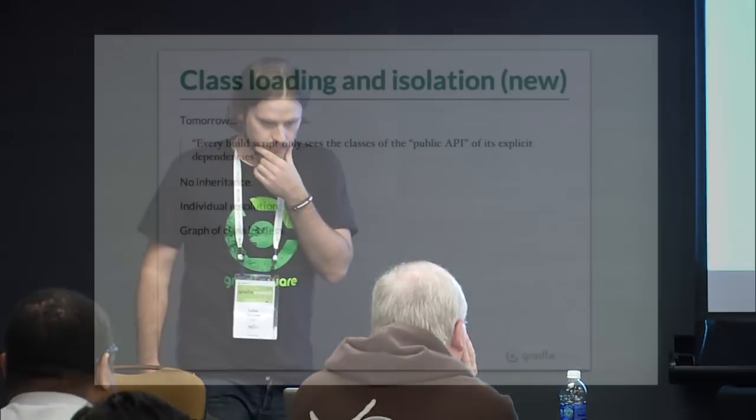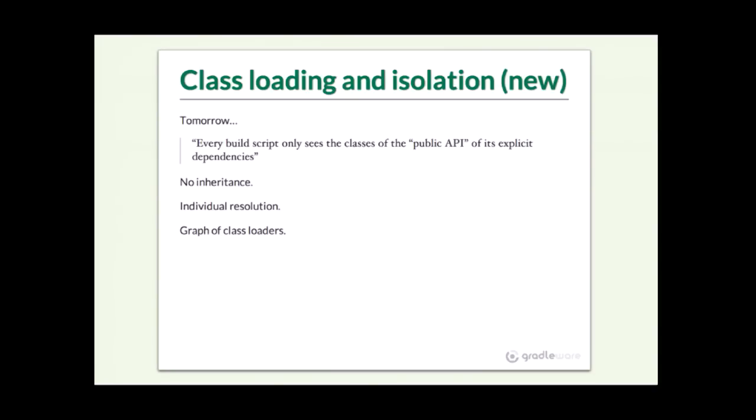So what's our goal? What we're moving towards is that every build script, no matter whether it's a script plugin or a build.gradle, only has access to the classes of the public API of its explicit dependencies, which means no inheritance between scripts in the project hierarchy, individual resolution of plugins, and a graph of class loaders. So you can only access the things that you said you explicitly want. Right, so you can have multiple versions of internal dependencies. If you need two different plugins that need different versions of Bouncy Castle to do crypto stuff, that will be fine.